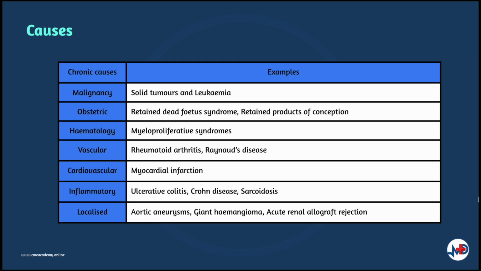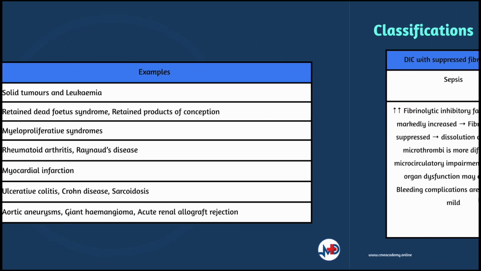First, for malignancy, it includes solid tumors and leukemia. The next chronic cause is obstetric, and it can be due to retained dead fetus syndrome or retained products of conception. For hematological causes, it includes myeloproliferative syndromes. For vascular-wise, we have rheumatoid arthritis and Raynaud's disease. Myocardial infarction can lead to DIC as well. Then we have inflammatory causes, which include ulcerative colitis, Crohn's disease, and sarcoidosis. And lastly, localized causes comprise aortic aneurysms, giant hemangioma, and acute renal allograft rejection.